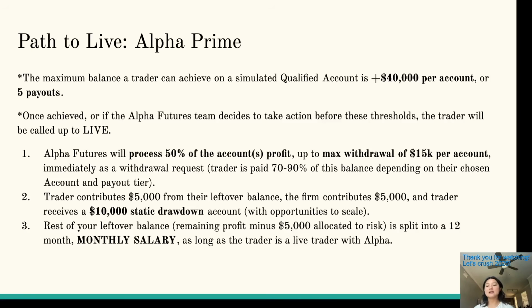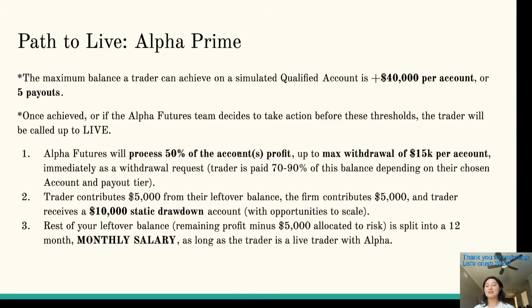The next thing is that you, the trader, will take $5,000 from your leftover balance from that withdrawal, and then Alpha Futures will also take out $5,000 from their pocket, now creating a total $10,000 pot, where this $10,000 will become a static drawdown account for you to trade on.